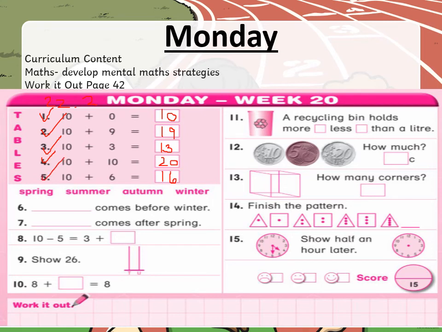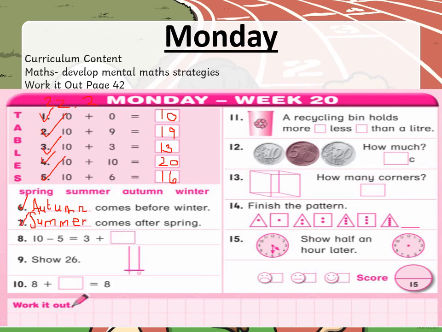Number 6, what comes before winter? Autumn. Now, because autumn is at the beginning of the sentence, I'm giving it a capital letter, but normally it does not get one. And there's a silent N at the end. Number 7, what comes after spring? Well, here is spring. What comes after it? Summer. There's 2 M's in summer, and we have our bossy ER sound.